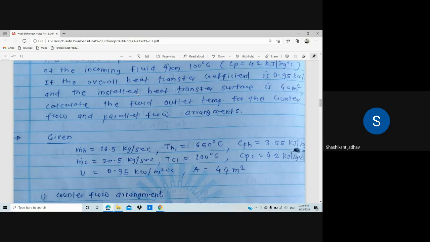Okay, so write down TH2 is equal to question mark and TC2 is equal to question mark.